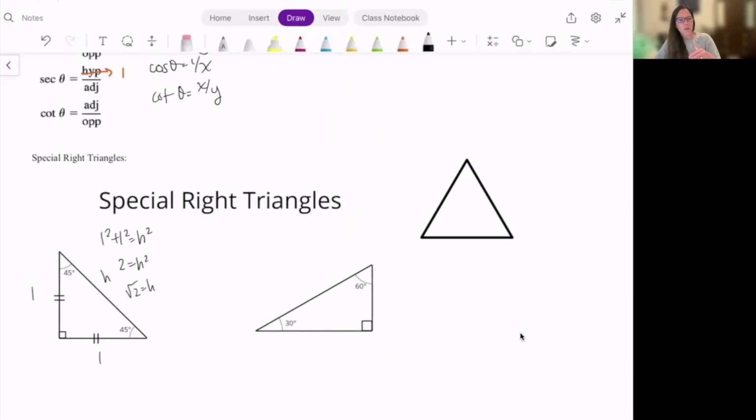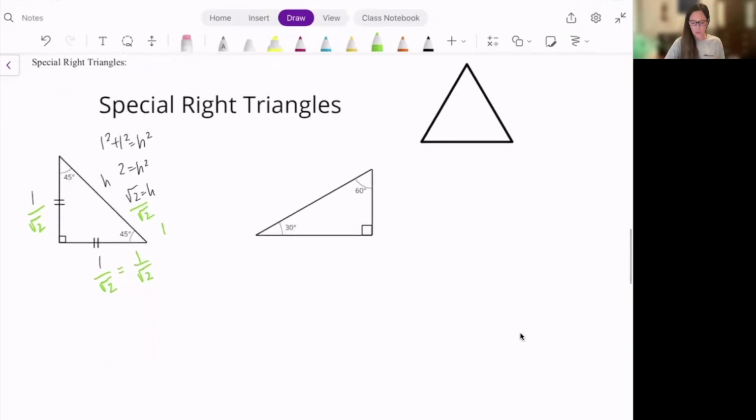In a unit circle, we actually have a hypotenuse of 1. So if I divide through by root 2 on each of these, then the hypotenuse is 1, and my side lengths are 1 over root 2.